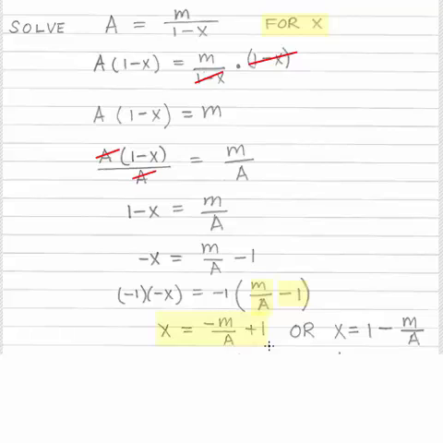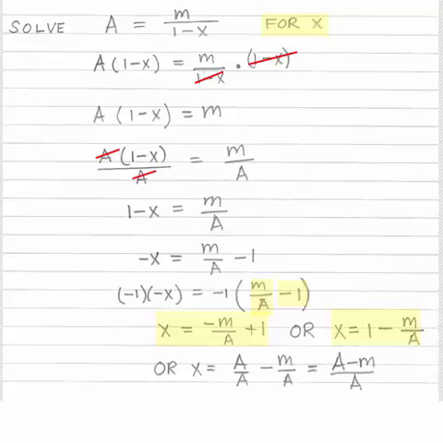And we can switch the negative m over a and 1 around and write this as x equals 1 minus m over a. But you might see this answer in a different form. The 1 is the same as a over a, and a over a minus m over a can be combined into a minus m over a. So x equals a minus m all over a is another possible solution.